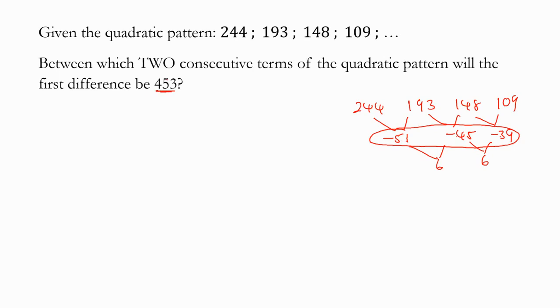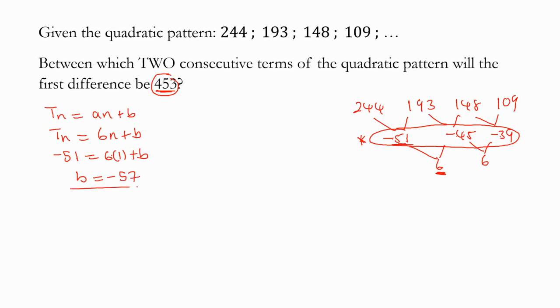First difference is 453. We have to find the term number for 453 as the first difference here. It will be term number what as the first difference. So we use the linear sequence formula. Tn is equal to an plus b. Then the a is the common difference, which is 6. So it's going to be Tn is equal to 6n plus b. Then we can use our negative 51 as our first term. Negative 51 is equal to 6 times 1 plus b. And then we subtract 6 on both sides of the equation. So it becomes b is equal to negative 57. So now therefore Tn is equal to 6n minus 57.